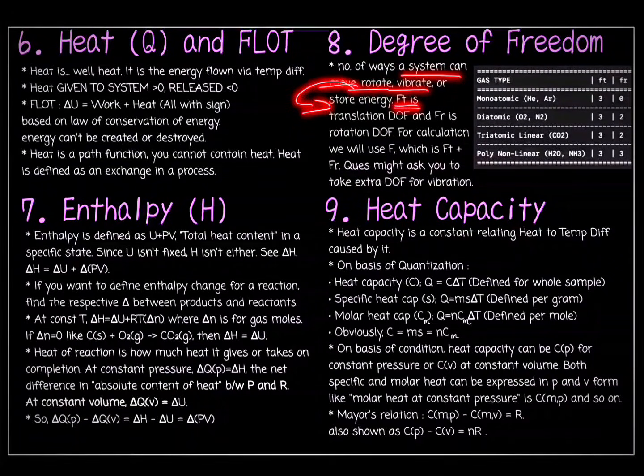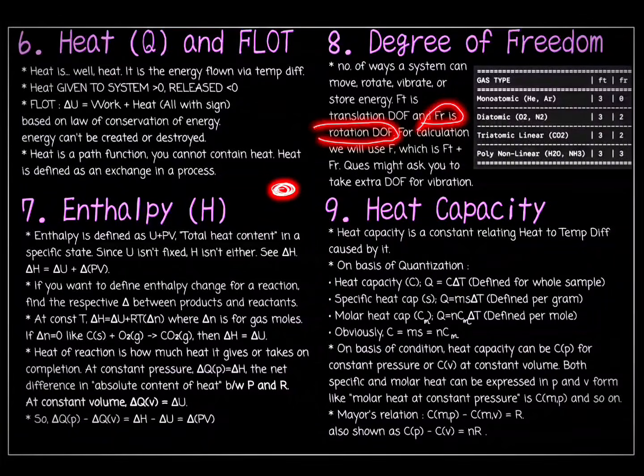Basically Ft. Ft is the degree of freedom associated with translation. Basically movement in which the center of mass of the system moves like this. That is translation. And Fr is the rotational degrees of freedom. Basically in which the center of mass remains fixed but the body rotates. That is the rotational degrees of freedom. And for the calculations which will show up later, I will show you, we will use F, which is Ft plus Fr.